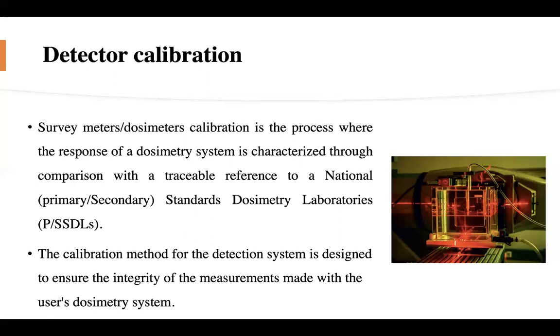The calibration method for the detection system is designed to ensure the integrity of the measurement made with the user dosimetry. So to realize radiation protection, your detector or dosimeter should work well, and you make sure your detector is working well by this kind of calibration.